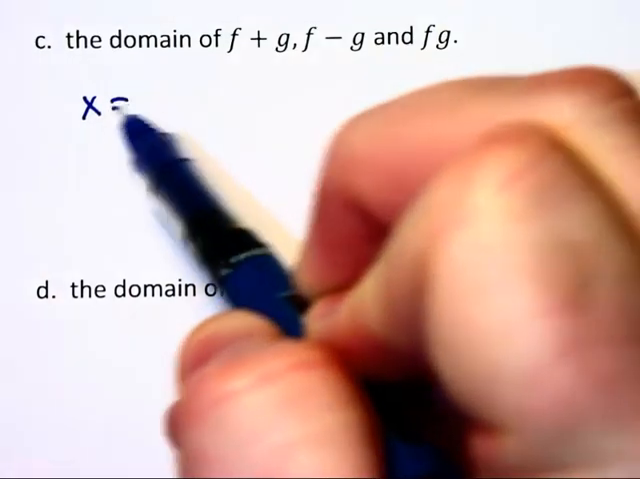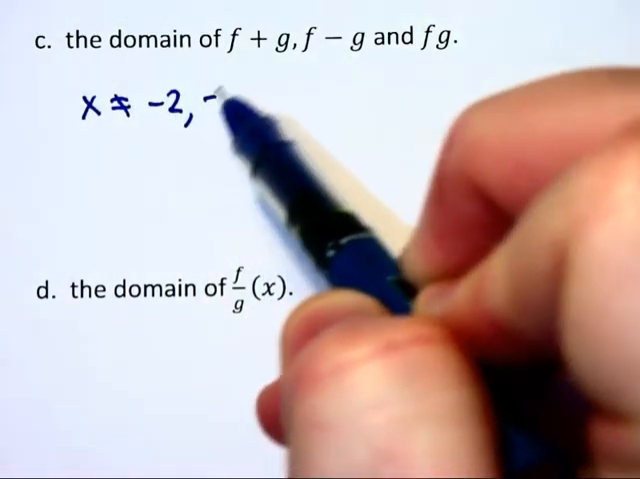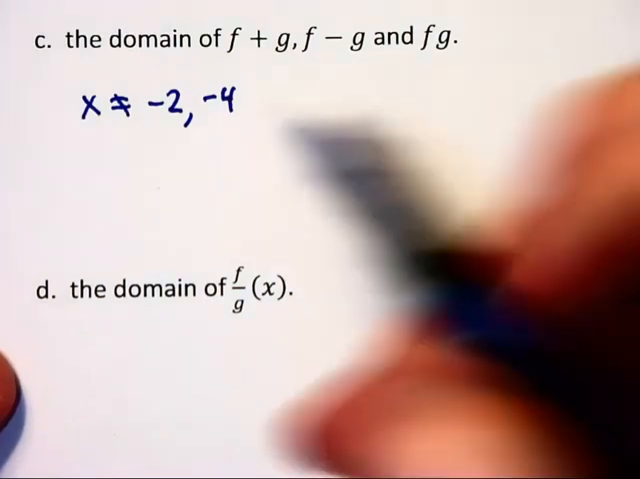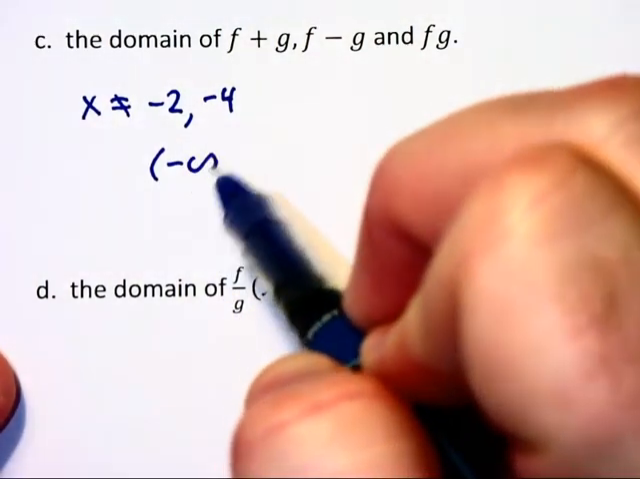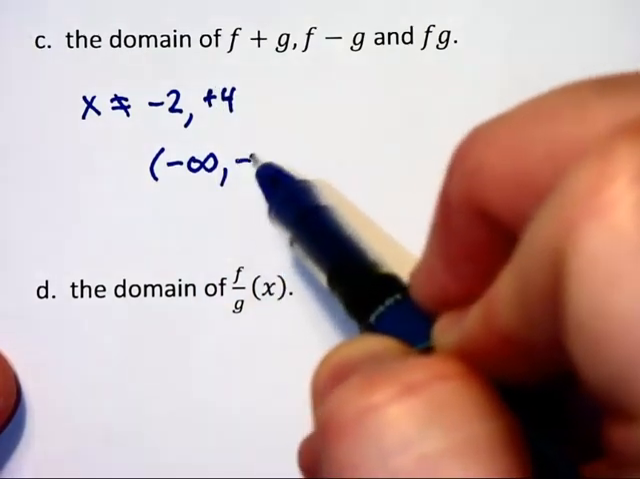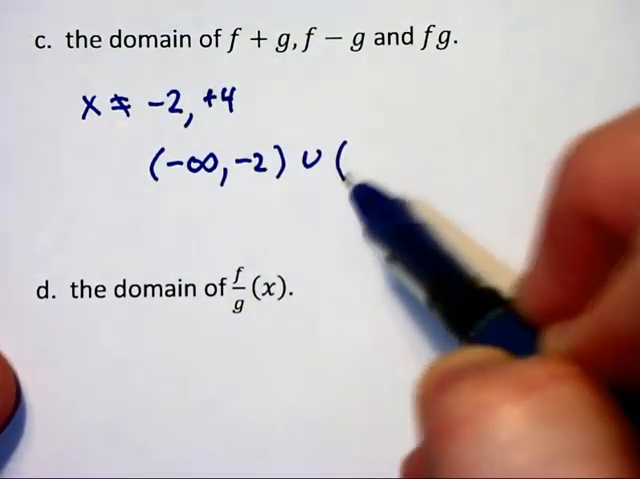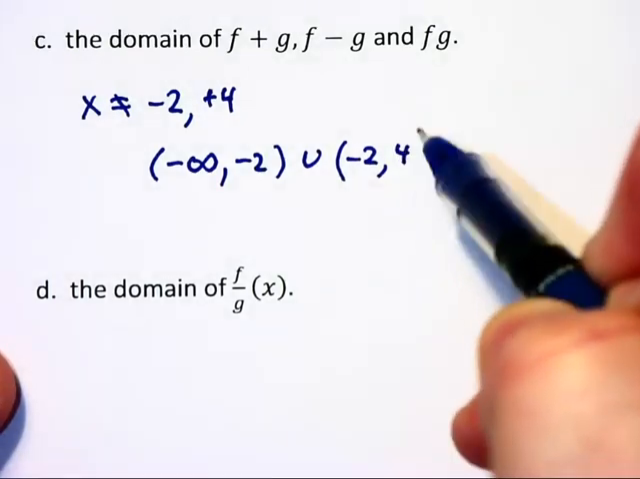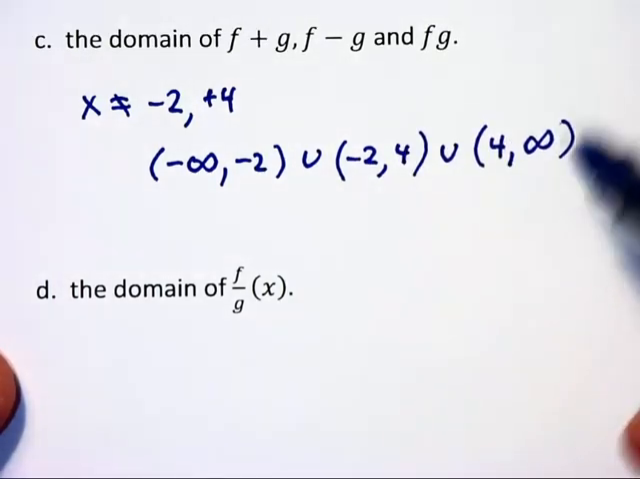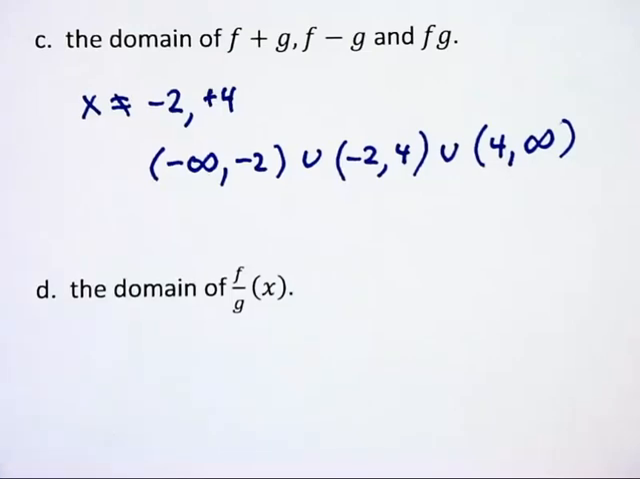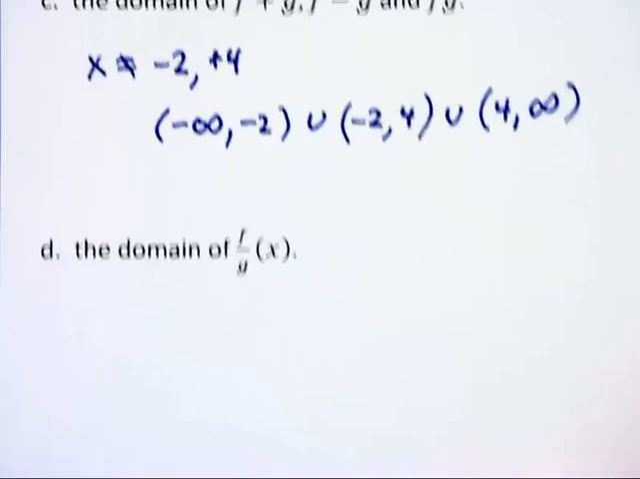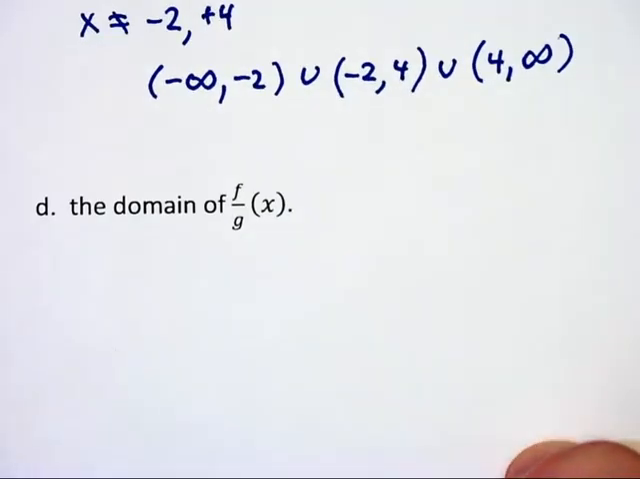Well, x cannot equal negative 2 or 4. Where do those two above intersect? And so that means we will have from negative infinity to negative 2, union negative 2 to 4, union 4 to infinity. So basically everything but negative 2 and 4. I need to now look at the quotient to find the domain of f divided by g.